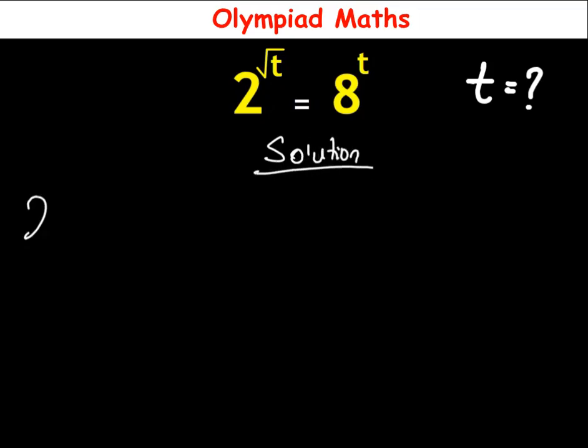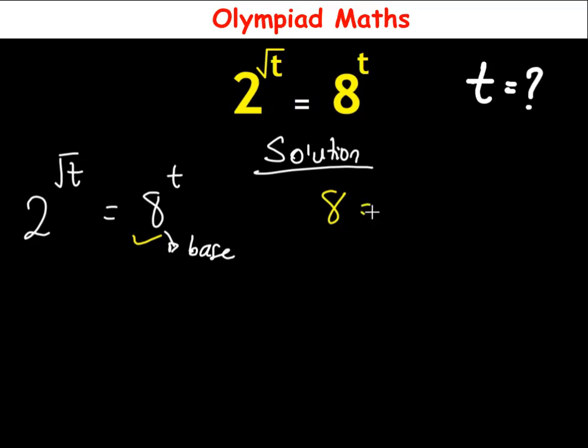we have 2 raised to power root t is equal to 8 raised to power t. Now, I want you all to look at the right hand side of the equation, which is the base right here, and the base, which is 8. Now, looking at the base, we are going to express this base, which is an even number, with respect to 2, right? So, how do we go about that?